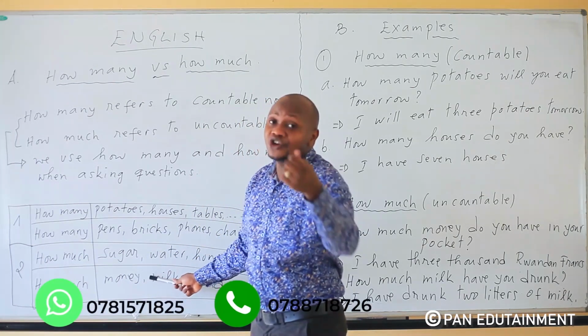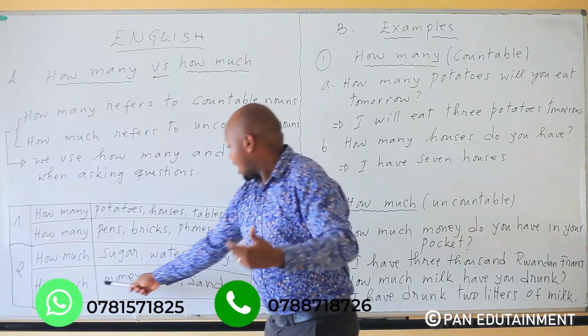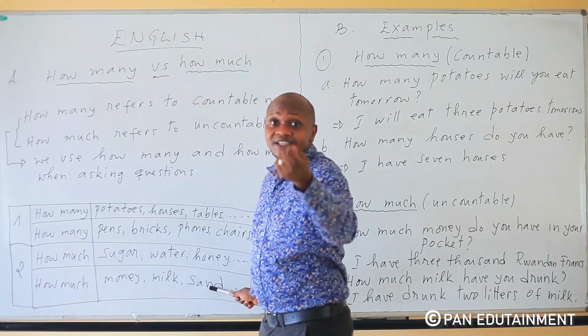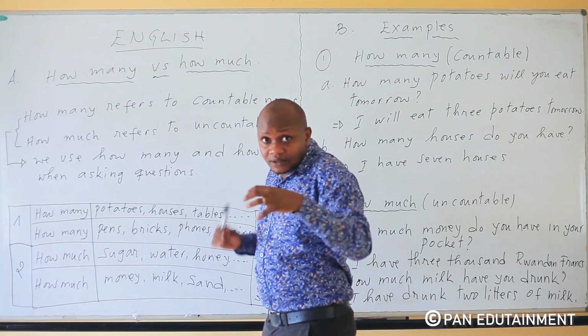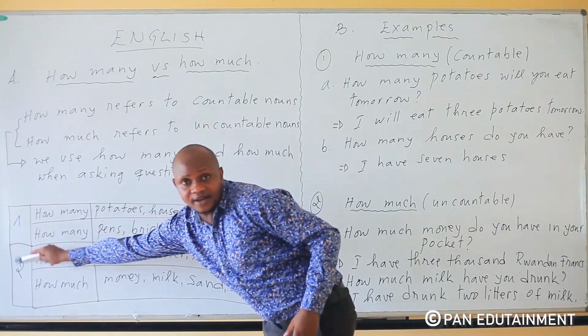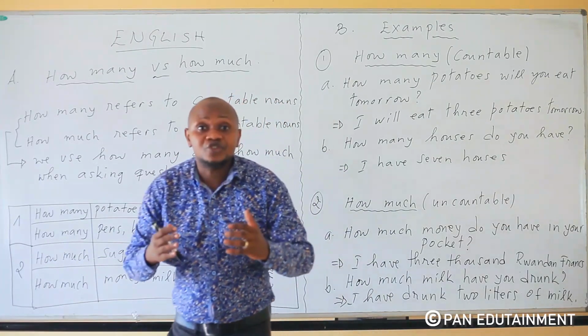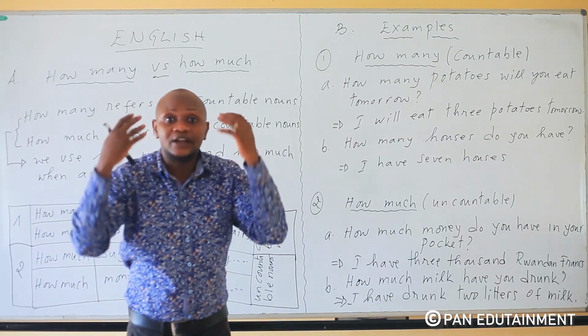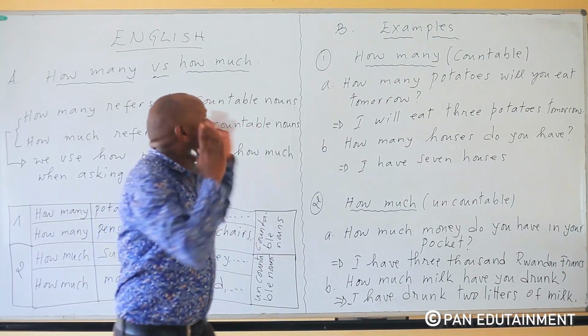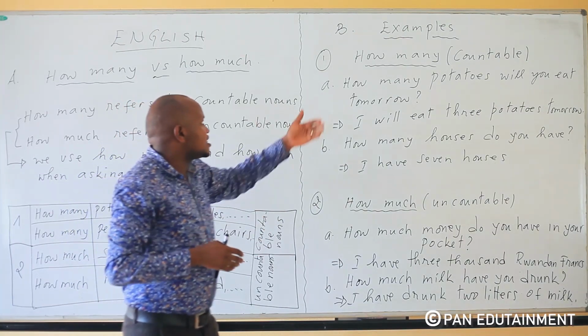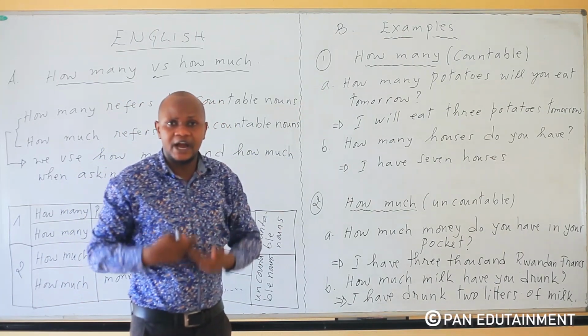How much money? That is why we don't say "how many money." How much milk? Amata. How much sand? Sand ni umucanga. Ibi byose nabyo kuri number two. Here, ibi byose ntabwo bibarika. Tuzakoresha icyo gihe how much. Dushaka kumenya ingano yacyo. These are examples, dear friends. Izi ni ingero zigiye kudufasha kumenya the difference between how many and how much.